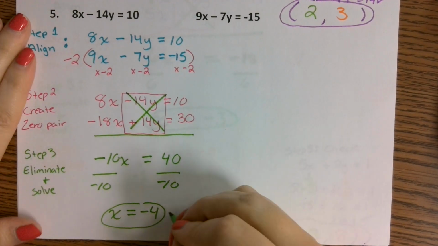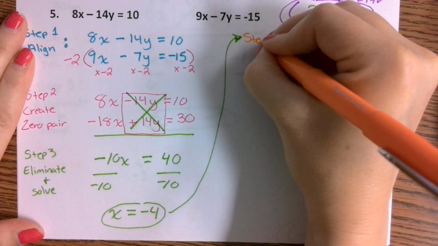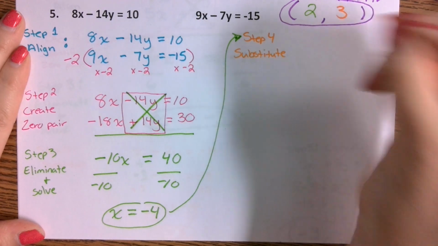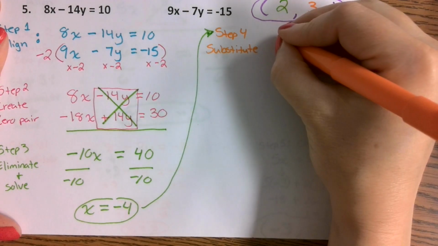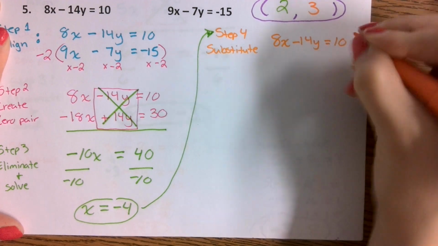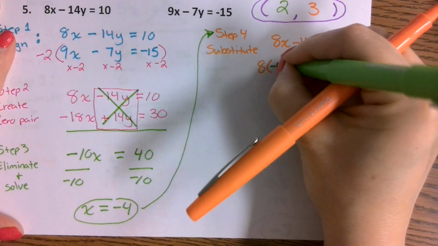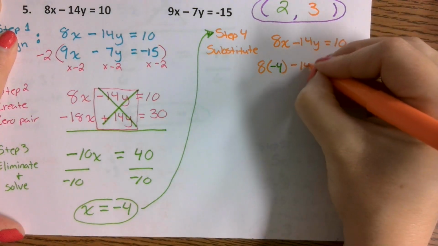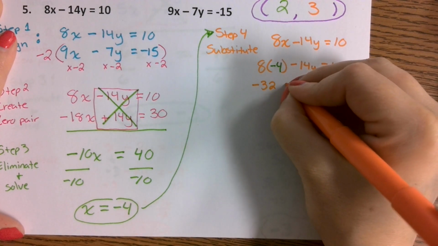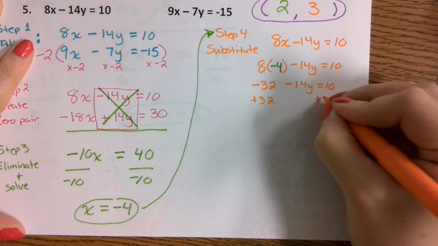Okay, from here we take this value and go to step 4, which is to substitute. Remember, like I said before, you must substitute it back into an original equation, not one that you rewrote. So we're going to substitute it into 8x minus 14y is equal to 10. That means it becomes 8 times negative 4 minus 14y is equal to 10. 8 times negative 4 is negative 32. Minus 14y equaling 10. We're going to add 32 to both sides.